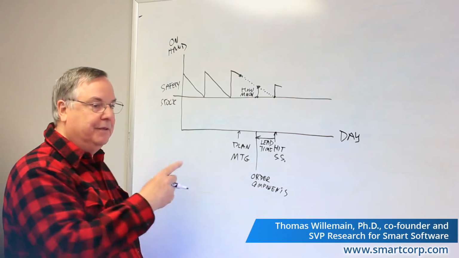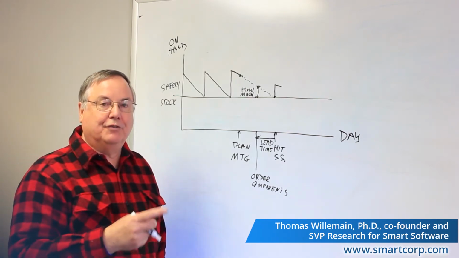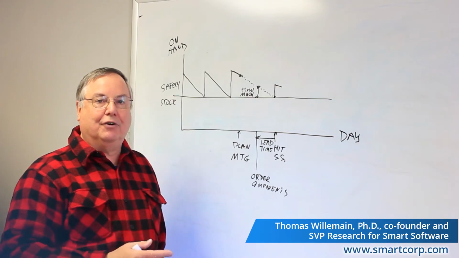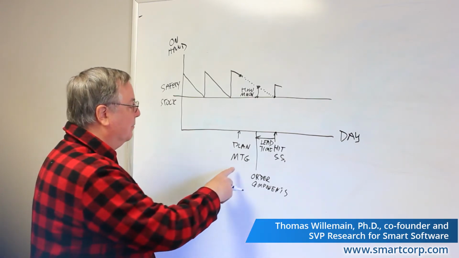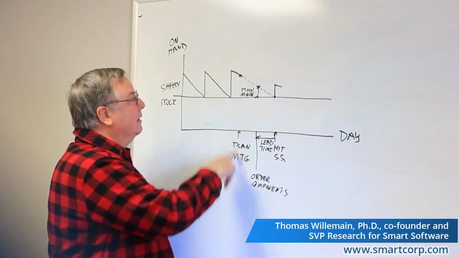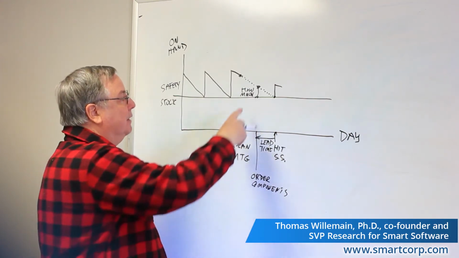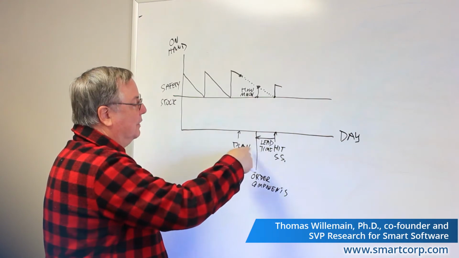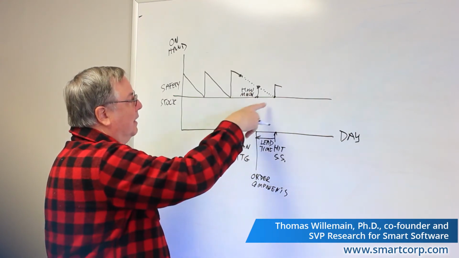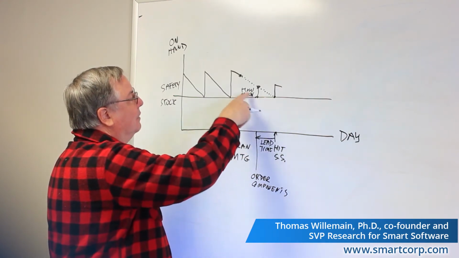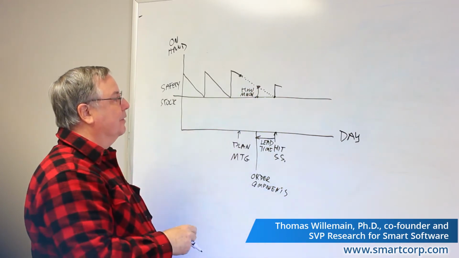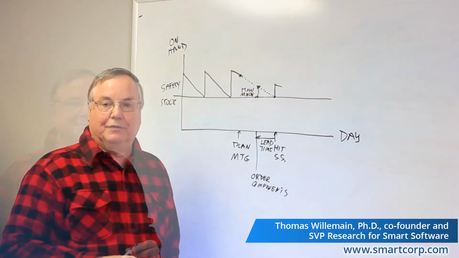So that's the way the sawtooth sustains itself over time. It starts with a forward planning meeting, works off a forecast, and then that calculation, knowing the lead time and knowing where the safety stock is, tells us how much we should order, and it perpetuates the sawtooth.